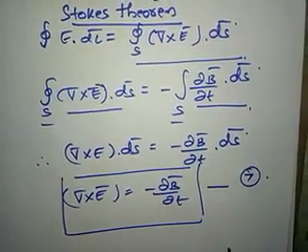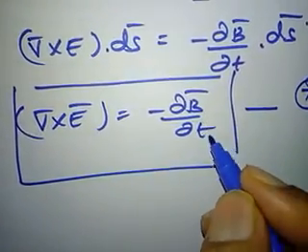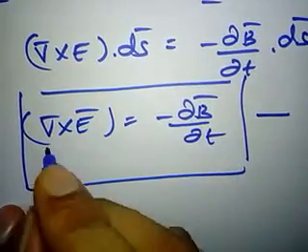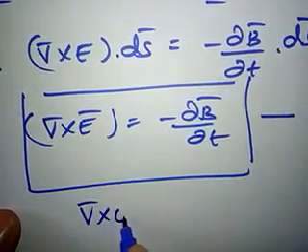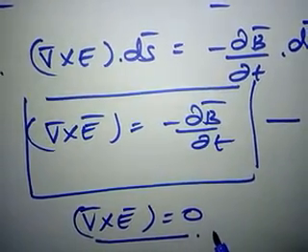So here what we can conclude is, if the B bar is not changing, then the differentiation of a constant will be 0. So what will this equation turn out to? Del cross E bar will become equal to 0. So this is one equation.